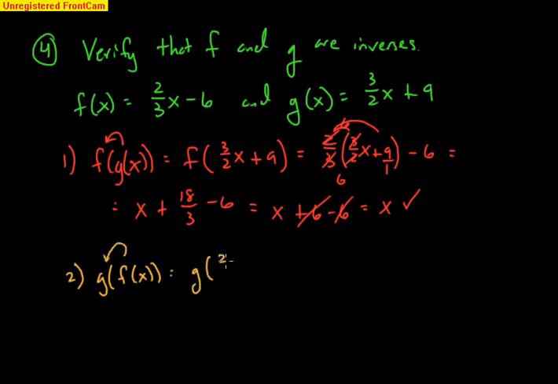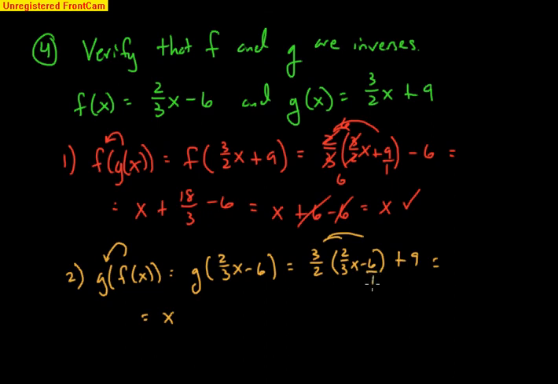Inside out. G of f is 2/3 x minus 6. So this is going to be g, which is 3/2 x plus 9. And in that spot where x is, I'm going to put the 2/3 x minus 6. So again, it's distribution. Again, the 3/2 and the 2/3 cancel and give you x. Again, if you want to put 6 over 6 and then you cancel and get 1, that's fine.